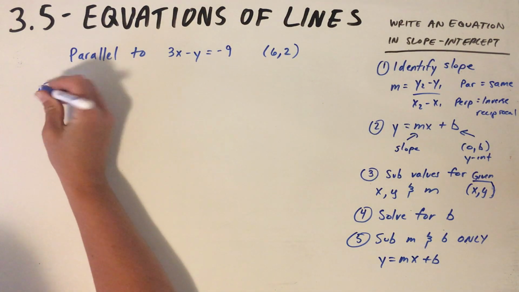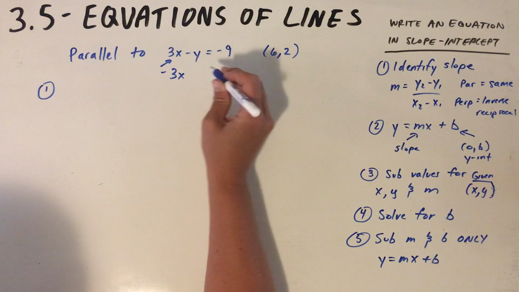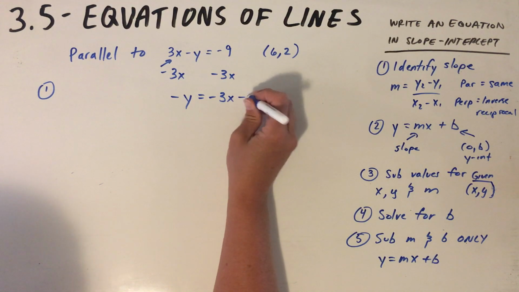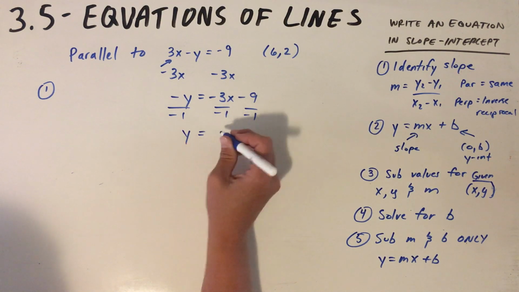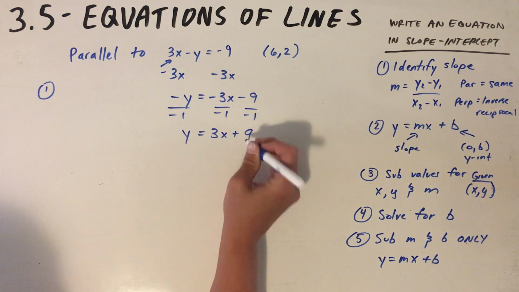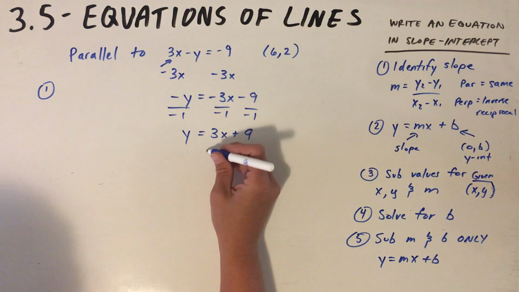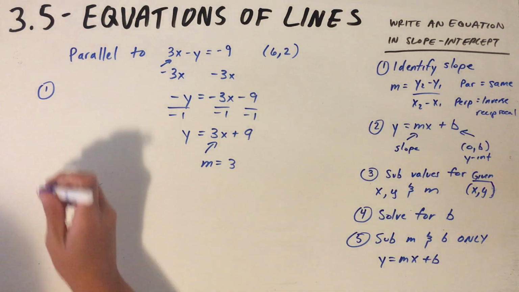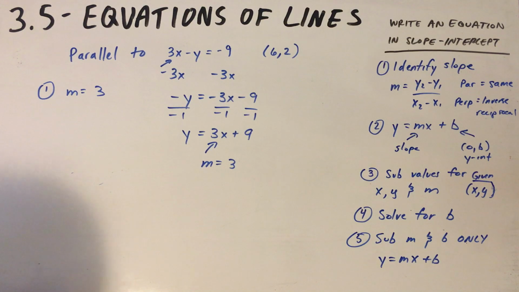Okay, well, the first thing I'm going to do is identify the slope of the line I'm looking for. Well, the slope isn't 3 because this isn't in slope-intercept form. If I put this equation in slope-intercept form, okay, then I get y is equal to 3x plus 9. All right, so in slope-intercept form, the line that I was given, the slope is 3. Well, parallel lines have the same slopes, right? They have the same slopes. So the slope of the line I'm looking for is 3 because it has to be the same as the line that was given.